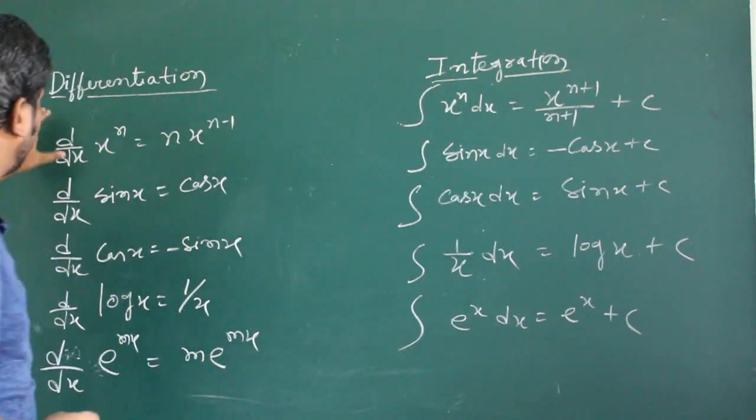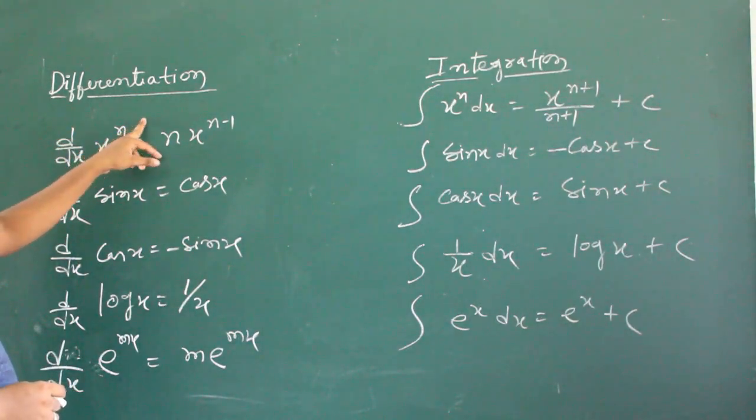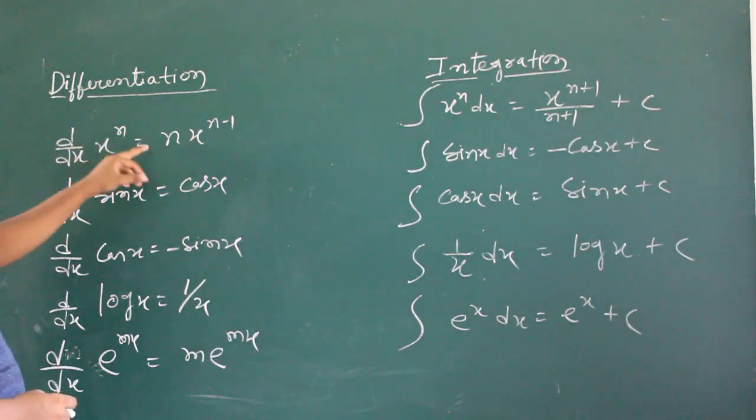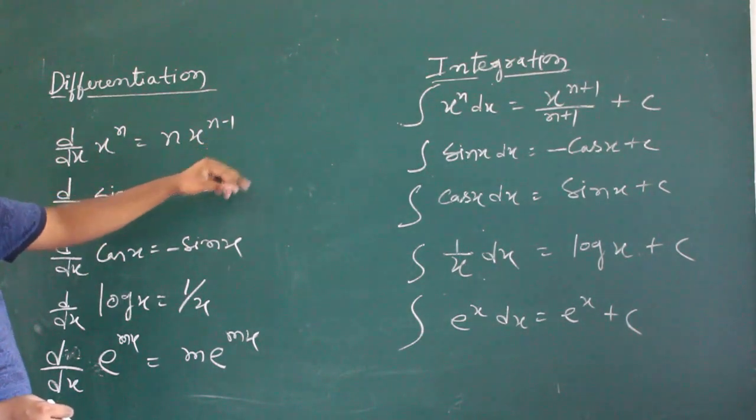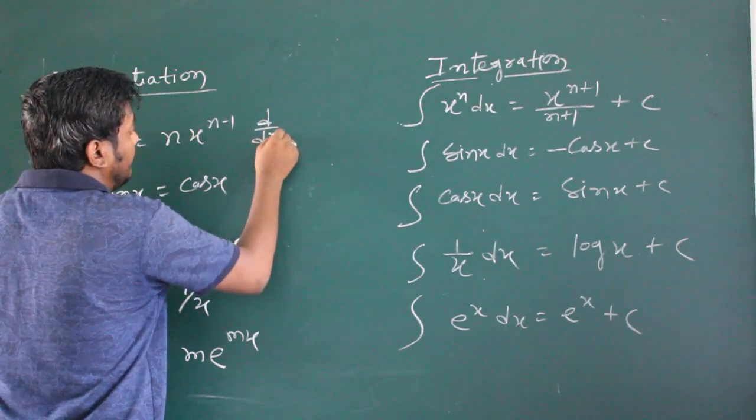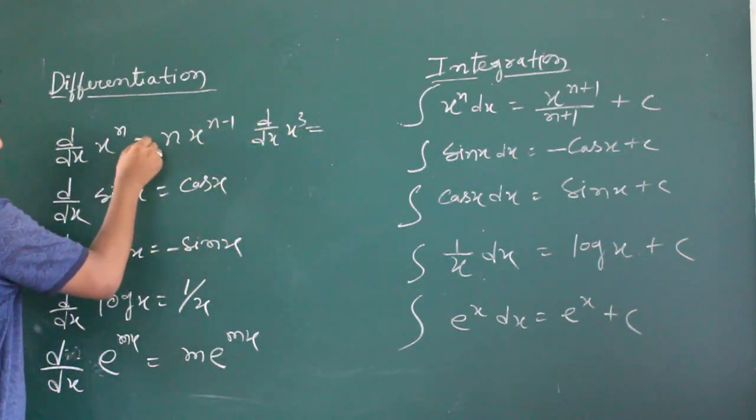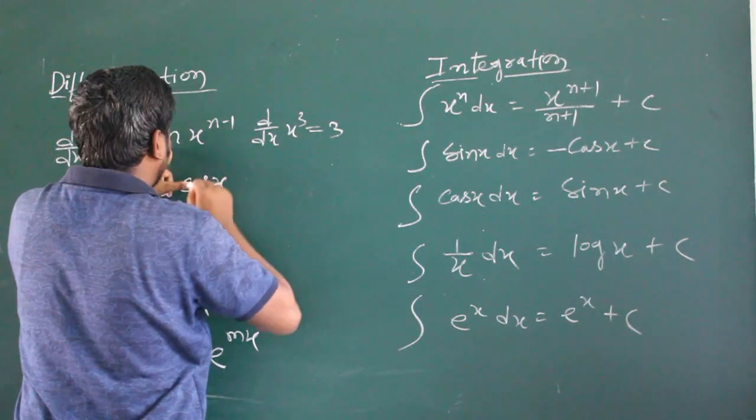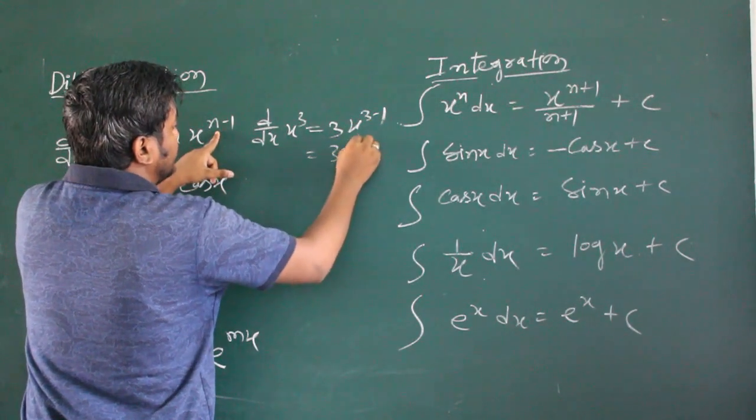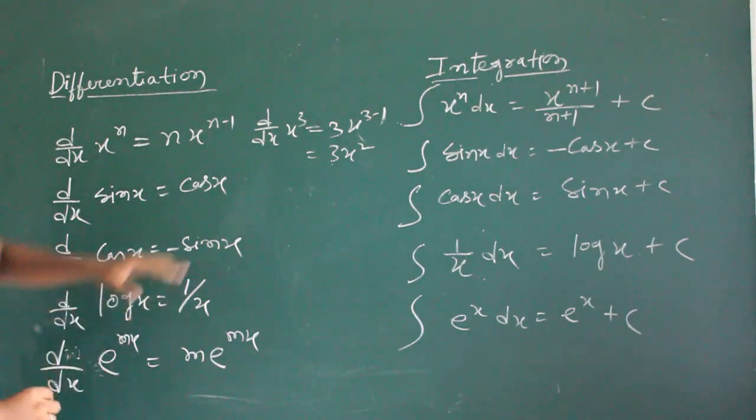Now, there are some basic formulas in differentiation. First of all, d/dx of x to the power n. What will you get? n into x to the power n minus 1. For example, d/dx of x cube. In place of n here is 3. So we apply the formula: 3 into x to the power 3 minus 1, so it will be 3x square. So d/dx of x cube is 3x square. This is the basic formula.